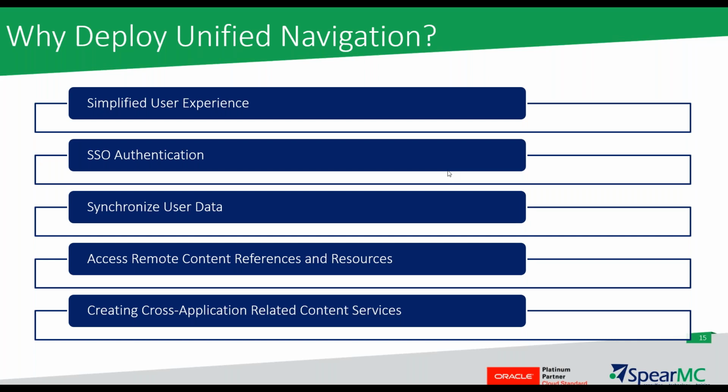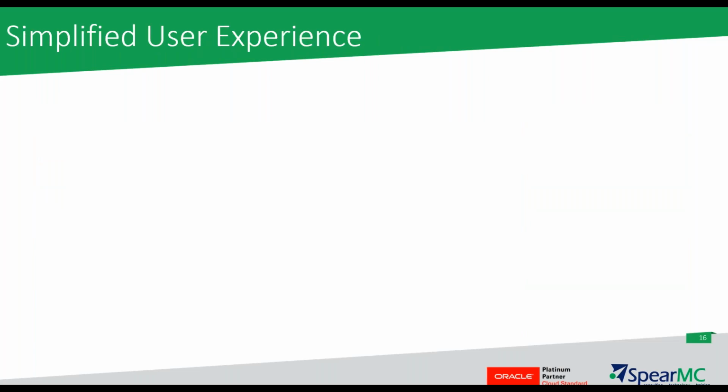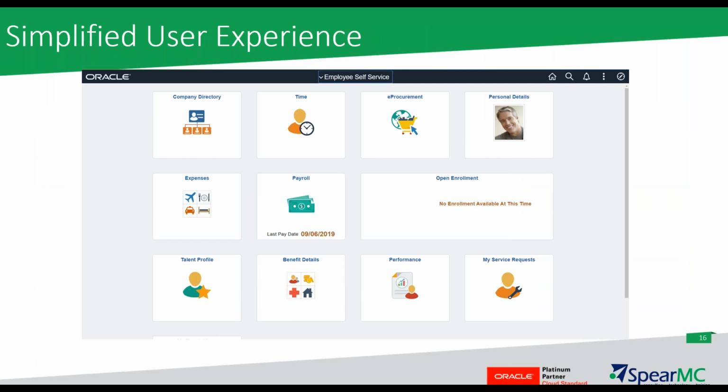Okay, so those are some use cases for deploying unified navigation. In my opinion, the first one is the most important, and it's where I'm spending a good chunk of the presentation, that simplified user experience. Okay, so let's take a look. What would unified navigation look like in an environment that has both FSCM and financials?